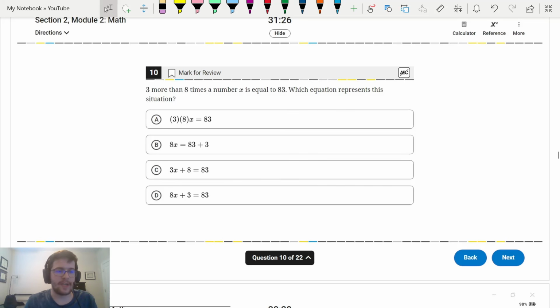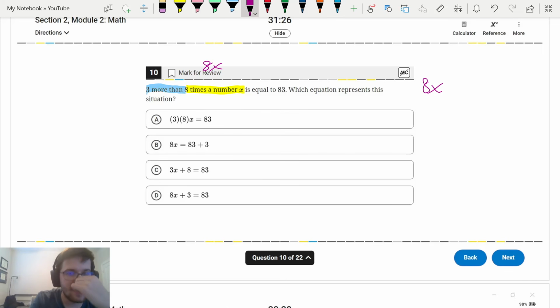All right, 3 more than 8 times a number, x, is equal to 83. Okay, so 8 times a number, that's 8x. So 8x and then 3 more than, okay? That means to add 3. 3 more than means to add 3. Is equal to 83. So that means is equal to 83.